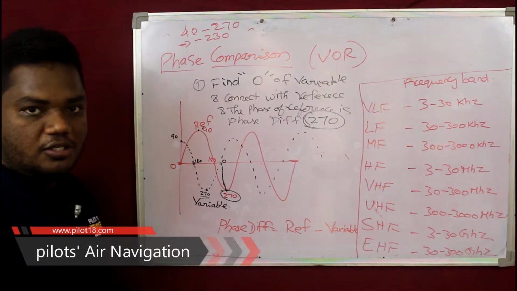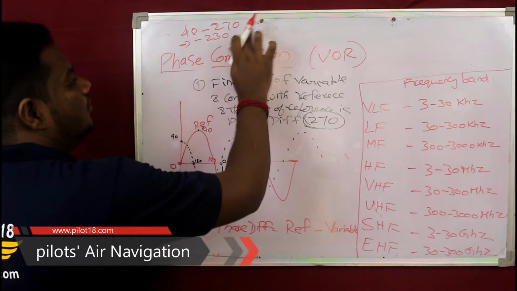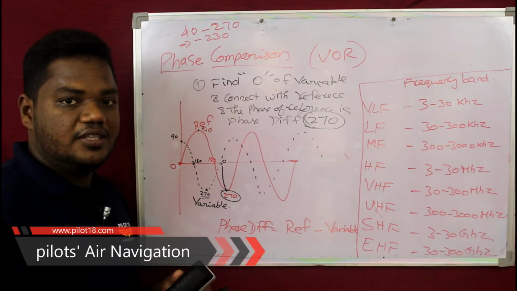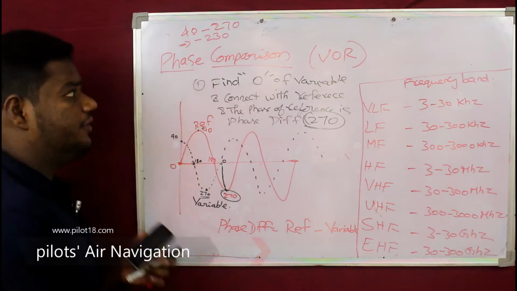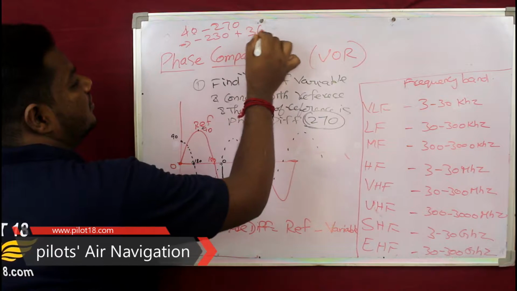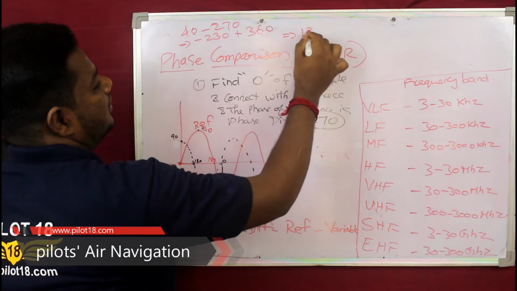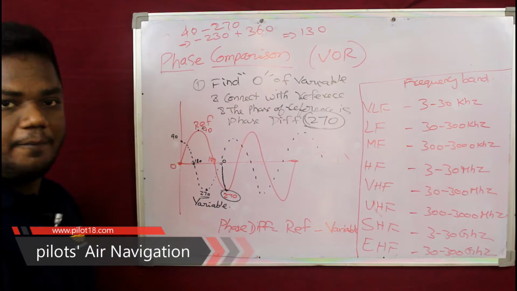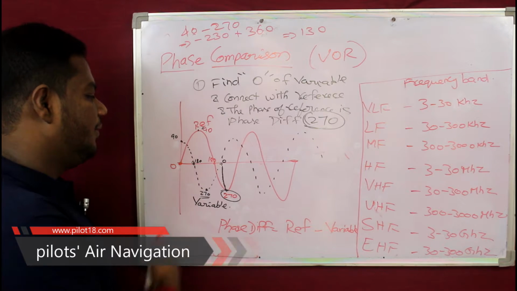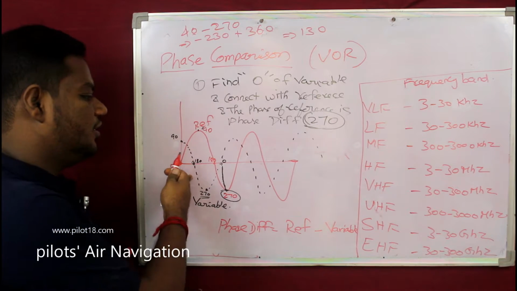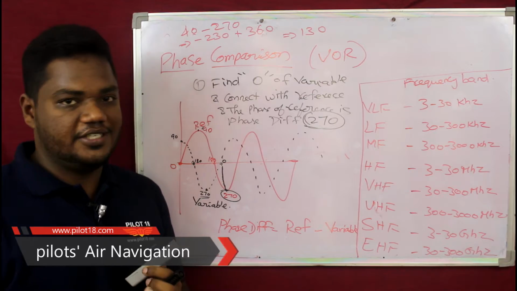So if the answer goes negative, what will you do? There are a total of 360 degrees of phase in the radio waves. So negative 225 plus 360, you will have 135 as your phase difference, right? So likewise, either by the mathematical way or by using the picture way, you can find the phase difference easily.